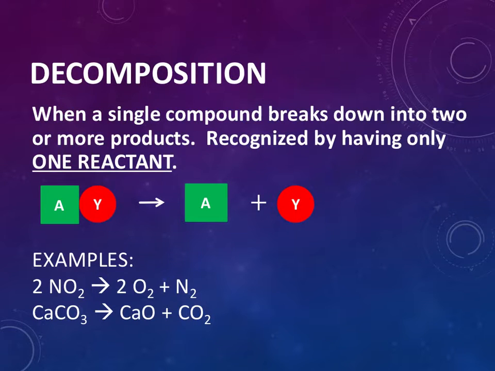And you can see here from our examples, nitrogen dioxide forms oxygen gas and nitrogen gas, and calcium carbonate decomposes into calcium oxide and CO2 gas. Notice that you only have one reactant, right? Even though there's a two here, there's only one chemical here.